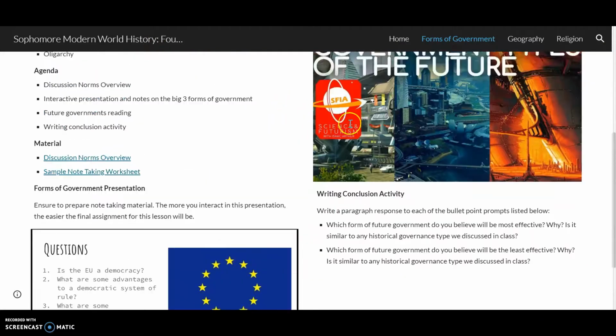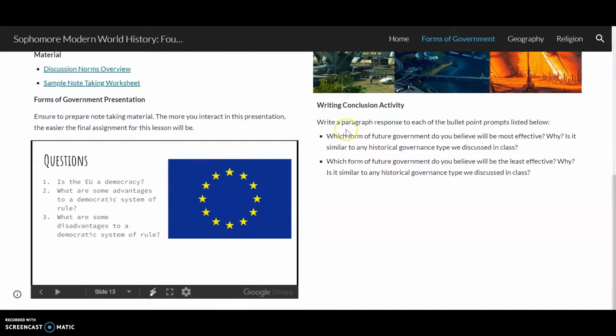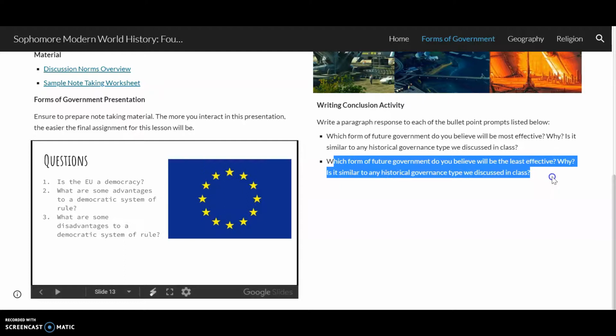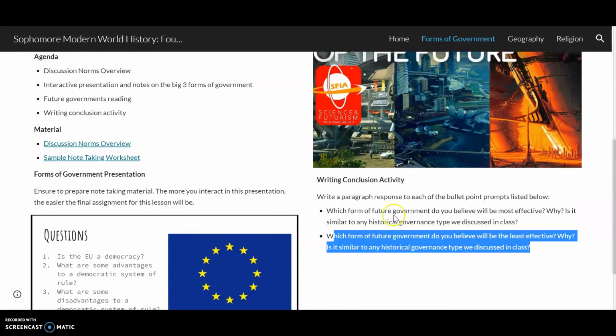And then after reading all of them, they would write 2 paragraphs. One for which form of future government they believed was going to be most effective, why they believed that, and whether it is similar to any historical governance type we already discussed in class. And then which form of future government was least effective out of those 8 new ones, why, and whether it is similar to any governance type we discussed in class. But yeah, that's basically the whole lesson.